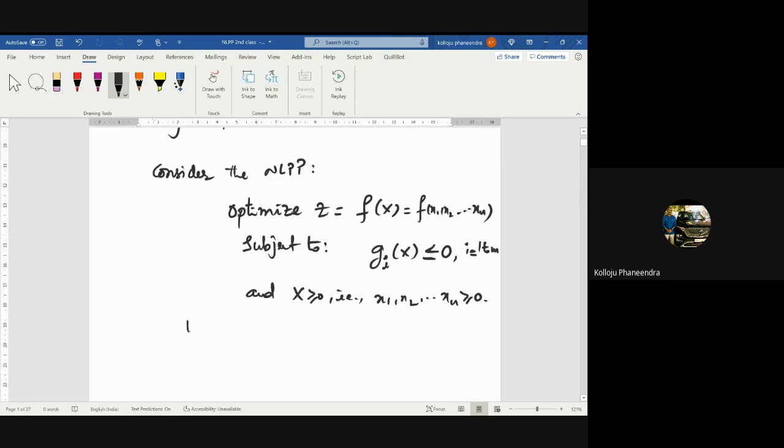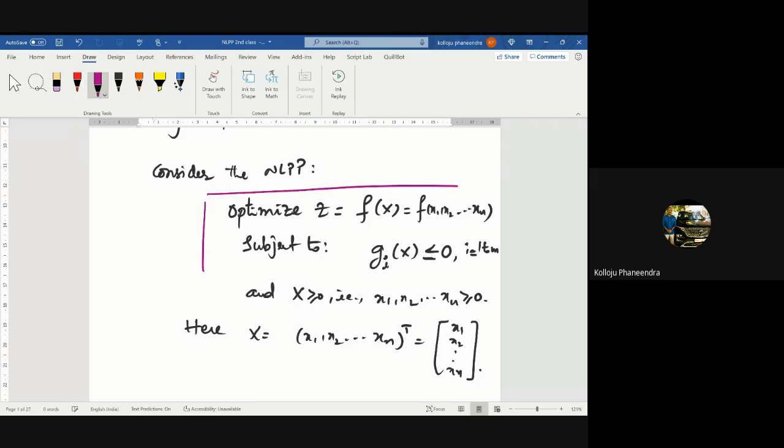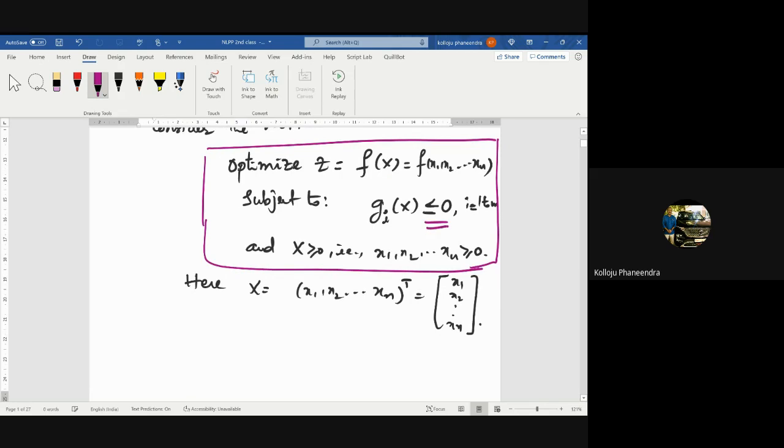Here, X stands for the solution vector, the transpose of which is a column vector. This is our problem: a nonlinear programming problem with inequality type constraints, less than or equal to type constraints.